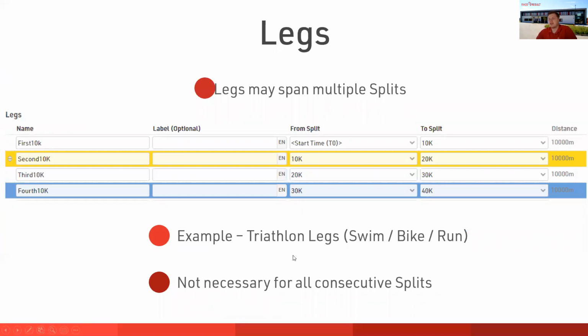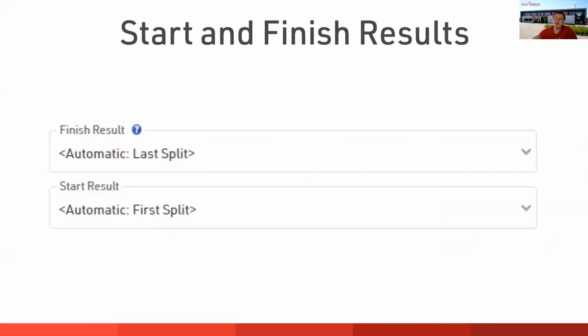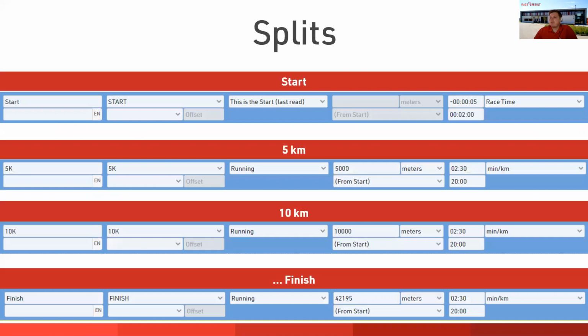So if you only have consecutive splits, you don't need to set up legs, but here it makes sense because the 5K, 15K, 25K, 35K are in between. So we span multiple splits. And now we have a start and a finish result that we can define. We define that in the main window in the contest settings. And by default, the finish result is set to automatic last split. And that's what I meant when I said for the finish, we don't need to tick any box or choose a type of sport like we do for the start, which says this is the start. We don't need that for the finish.